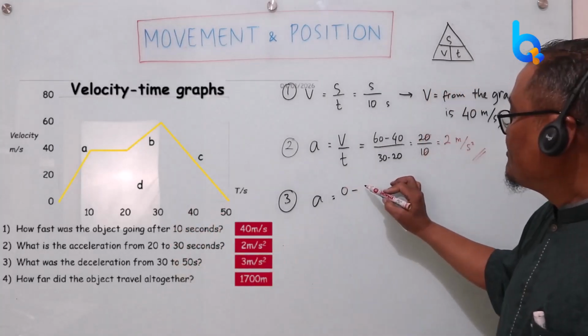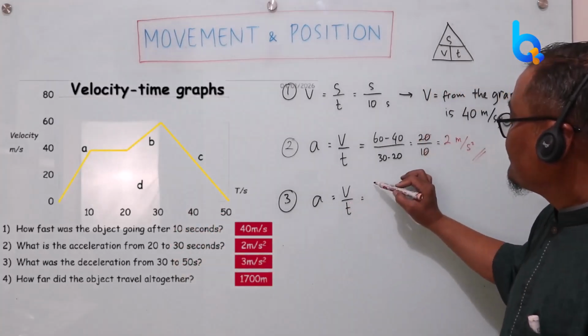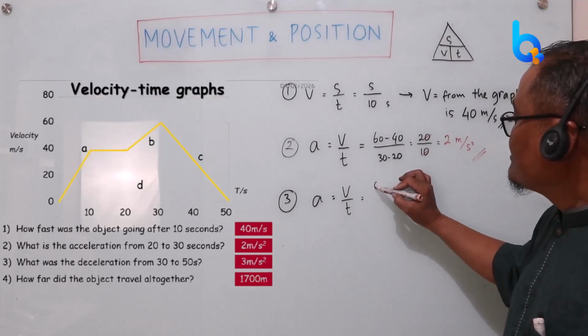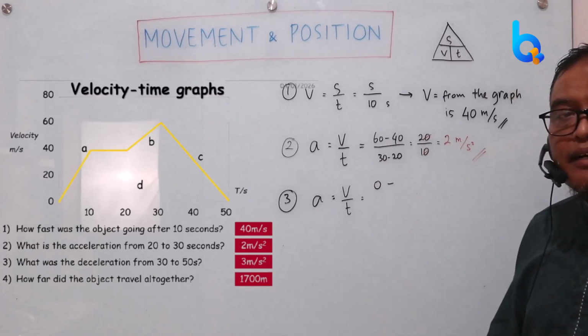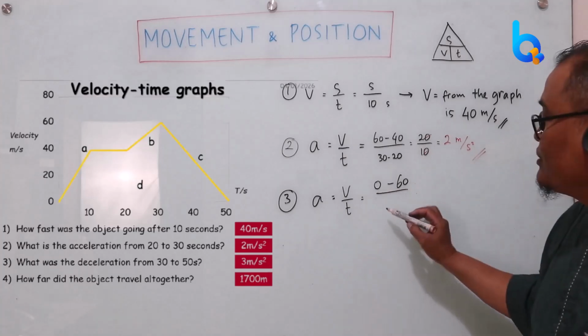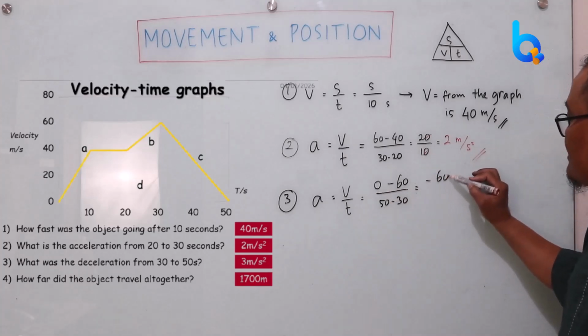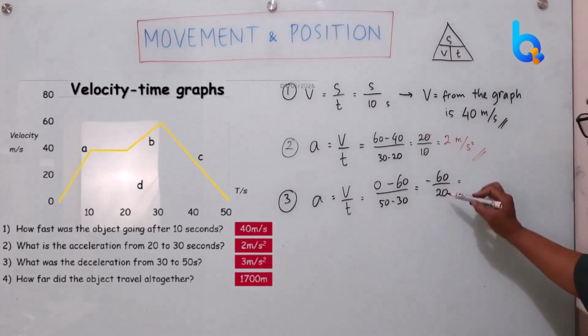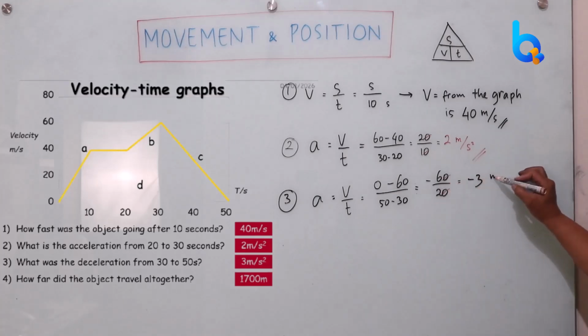So 0 minus v over t. This is v last, 0 minus how many? Minus 60. Minus 60 over time, which is 50 minus 30. So equal minus 60 over 20. So we can cross the 0, it becomes minus 3 meter per second square.